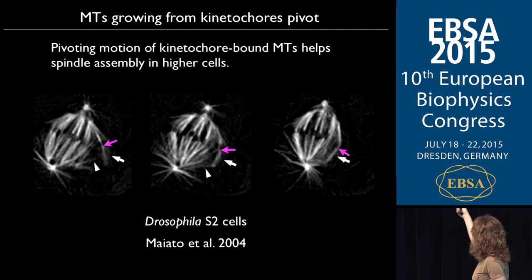So this microtubule has changed its angle with respect to the spindle, and this has helped it to get integrated into the spindle. We think that pivoting motion of kinetochore-generated microtubules is also important for spindle assembly, but this has not been studied yet in a quantitative manner, so this is left for future work.